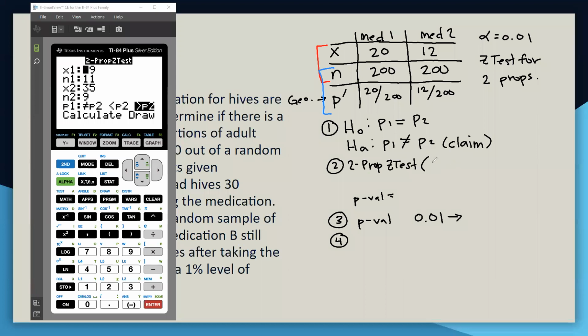So it's asking for x1, which is 20, and n1, which is 200. X2 is 12, N2 is 200, and our alternative is not equal to. So you'll notice these tests for proportions tend to ask for less information because the calculator can calculate anything else it needs based on those X and N values. So it asks for less information, tends to go quicker. I'm going to type that in the calculator really quick.